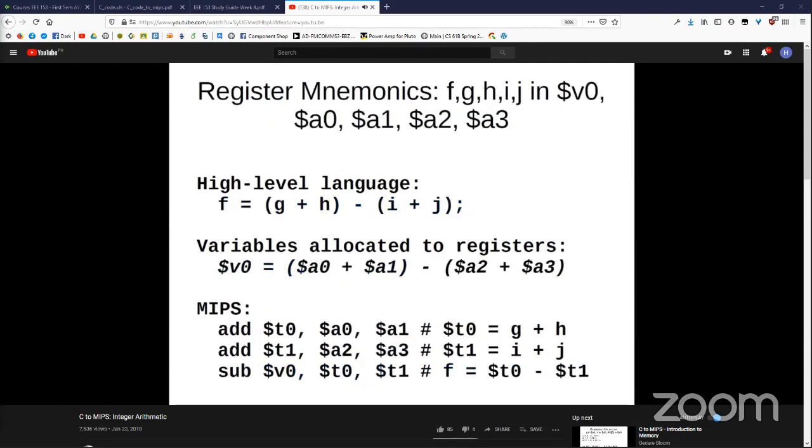We can also look at how this would be with the register mnemonics associated with those variables instead of the numbers. Here the variables allocated are $V0, which is used for return values from functions, $A0, $A1, $A2, and $A3, which are arguments for procedures or functions. And those temporary registers that we allocated are in fact $T0 and $T1, which do stand for temporary.